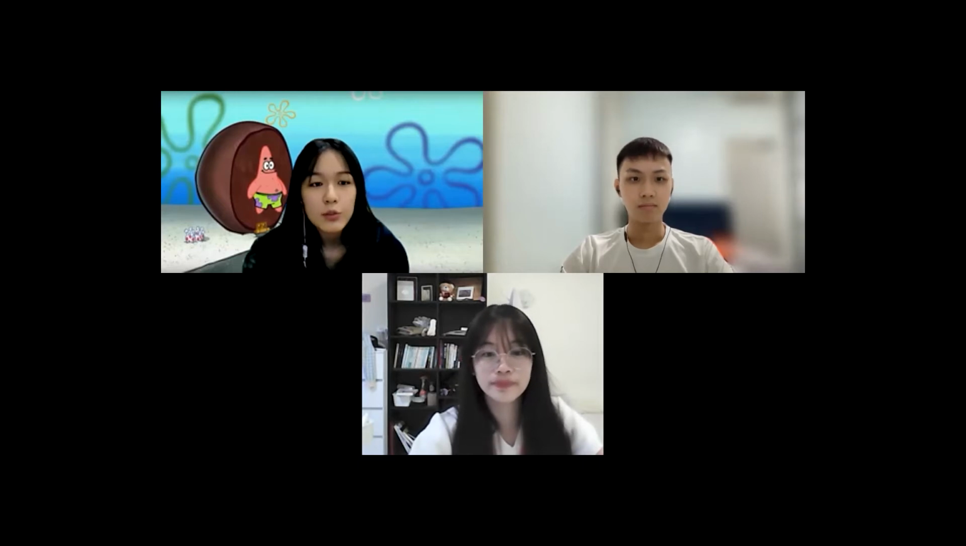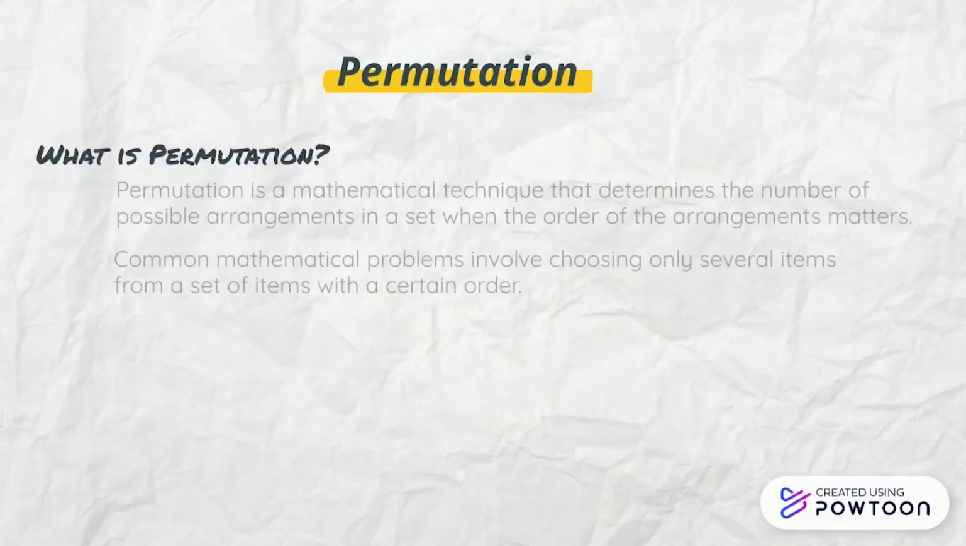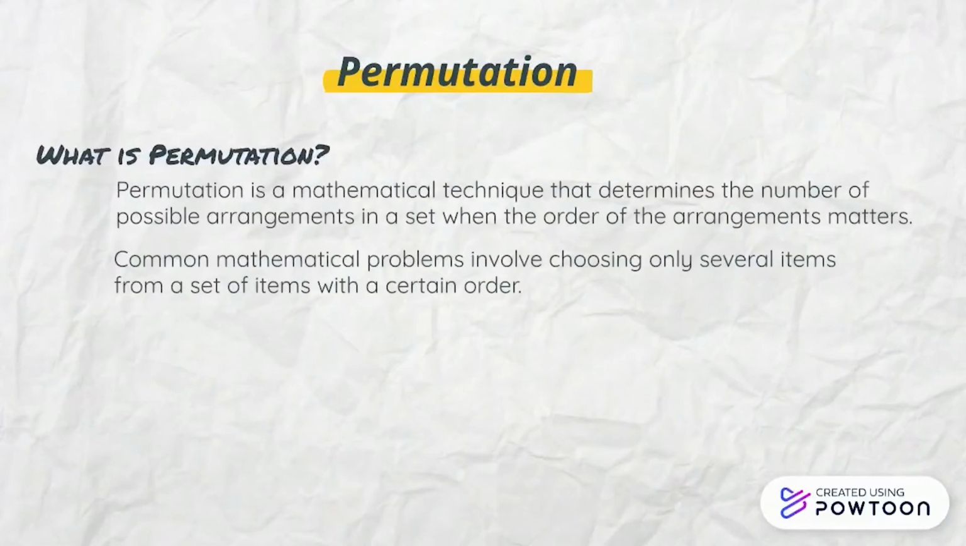I think to solve this, we can actually apply permutation and combination that we learned in our discrete mathematics module. Now let's talk about permutation. Permutation is a mathematical technique that determines the number of possible arrangements in a set when the order of the arrangements matters. Common mathematical problems involve choosing only several items from a set of items within a certain order.